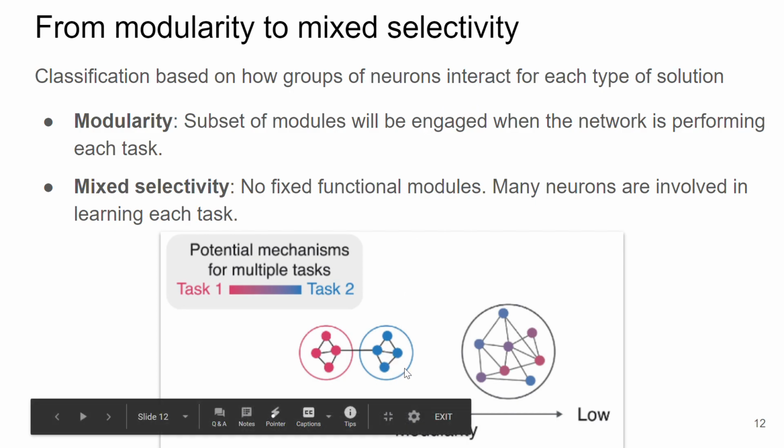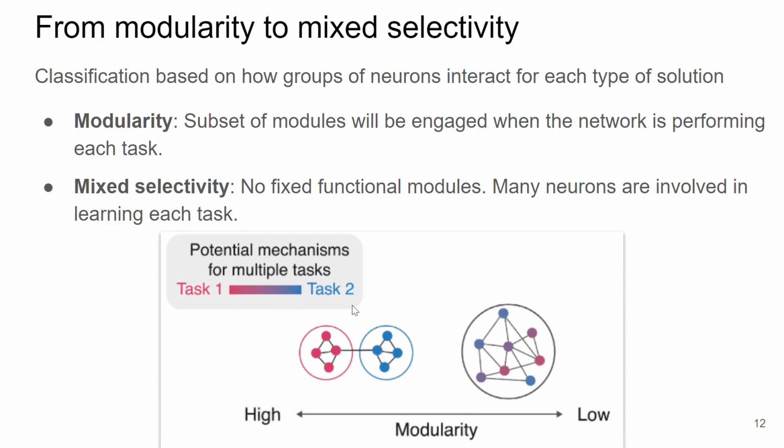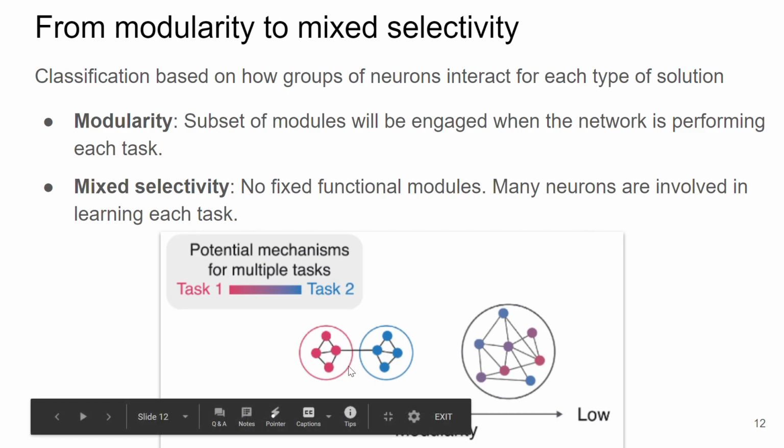So one way that, so here red is task 1 and blue is task 2. If for solving task 1 you have one subset of neurons that are involved, and to solve task 2 there's another subset of neurons, they call this a modular architecture. But then if all of the neurons are involved in learning each of the tasks, then you would call it flexible. You would call it mixed selective.